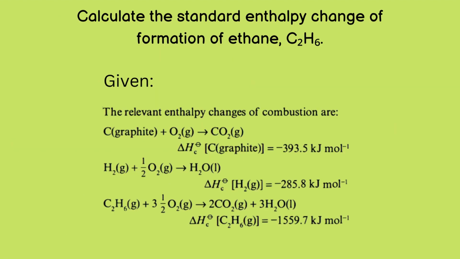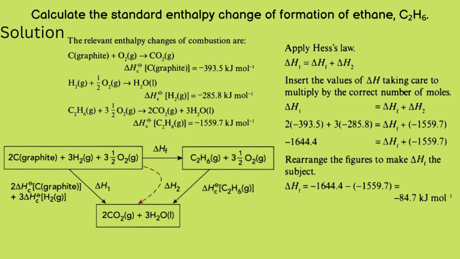Calculate the standard enthalpy change of formation of ethane C2H6 given the relevant enthalpy changes of combustion are C plus O2 gives CO2, H2 plus half O2 gives H2O, C2H6 plus 3.5 O2 gives 2 CO2. All of the combustion values are shown here. And the solution is also shown here with the Hess diagram.